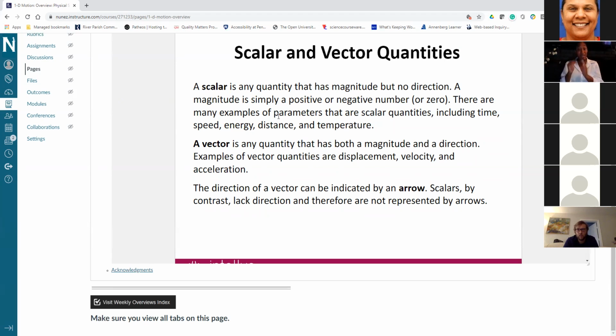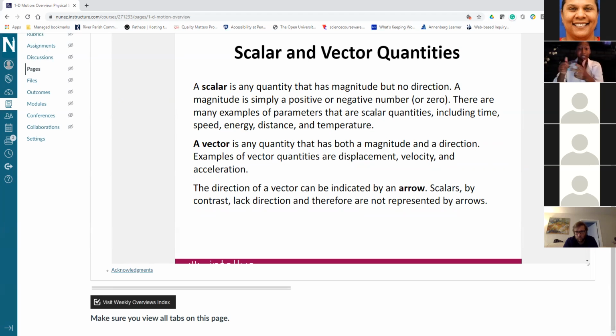There are many examples of parameters that are scalar quantities, including time, speed, energy, distance, and temperature. Okay, so when we say a scalar, we're talking about magnitude only, size only, and some properties that we measure that have size or magnitude only are time, speed, energy, distance, and temperature.